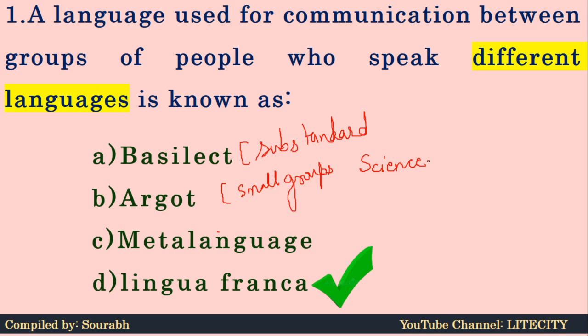Now I must tell you here that it is different from pidgin. Pidgin is also a communicative mode, but it is not a pure language. It is basically a hybridization of language. It is made up only for trade purposes, only for communication purposes. On the other hand, lingua franca is a pure language. For example, in India, if two people, one belonging to northern India and one belonging to southern India, want to interact with each other, they won't use a pidgin, rather they would use a lingua franca, that is English, which is basically understood by both northern and southern Indians.